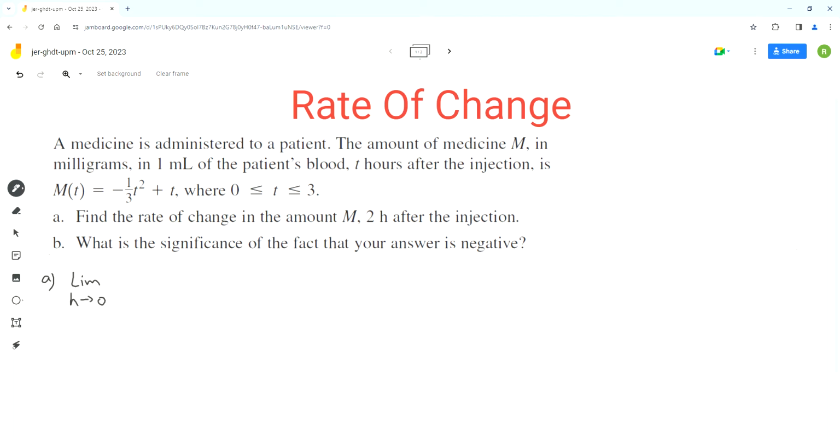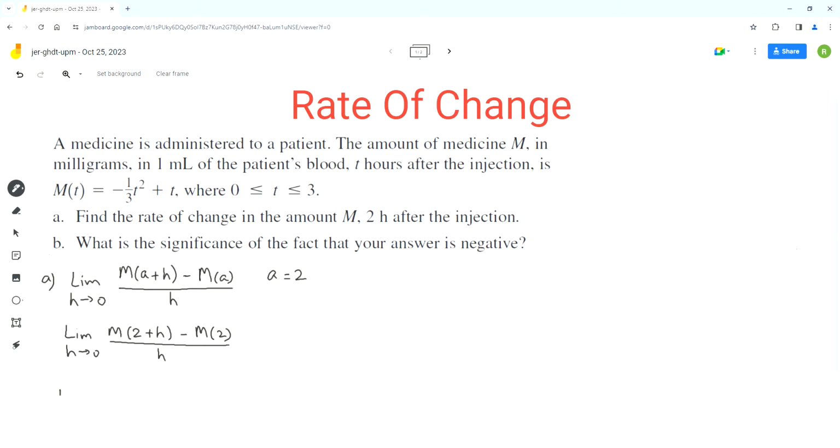Now we are given the function as M(t), so it will be M(a + h) minus M(a) over h. And we have to find the rate of change at 2 hours, so a is equal to 2. So we can sub in a as 2, so we get limit h approaches 0, M(2 + h) minus M(2) over h. We can find the expressions for M(2 + h) and M(2) using the given function.